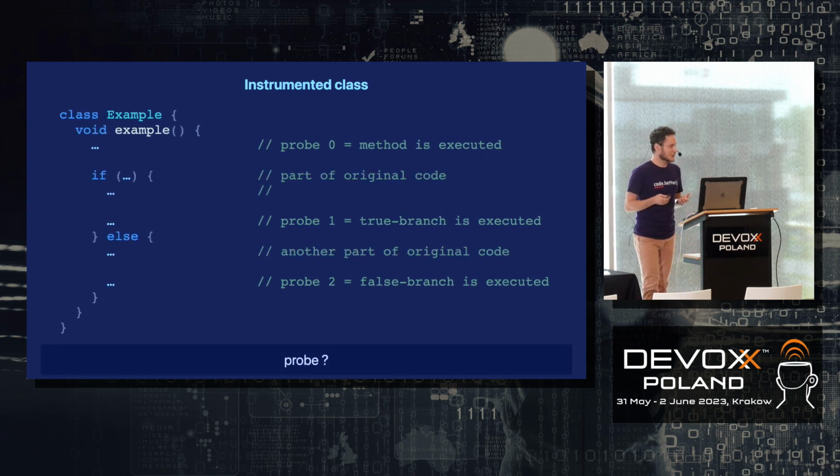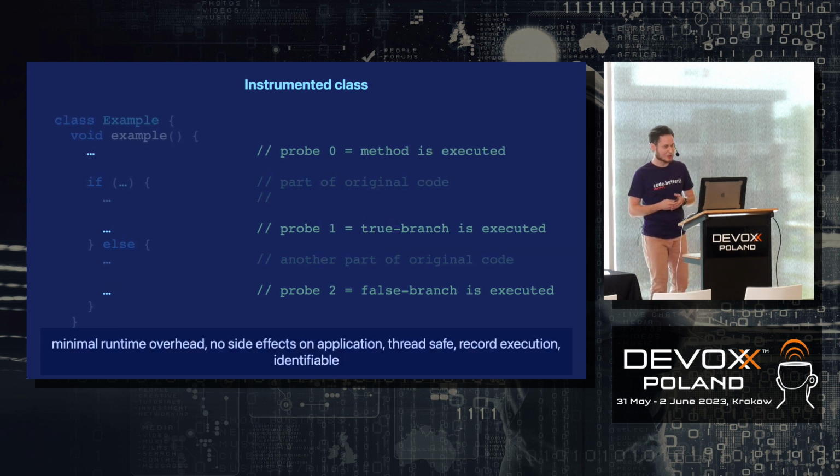How can we record that a certain point of your program was reached? Any ideas? We have some requirements on this recording. This recording should have minimal runtime overhead in order to not impact the performance of your application. It should not have side effects on your application. It shouldn't throw exceptions, etc. Preferably, it should not allocate some memory. Preferably, it shouldn't allocate anything on the stack. And it should be thread safe. We don't want to break thread safety of your application.